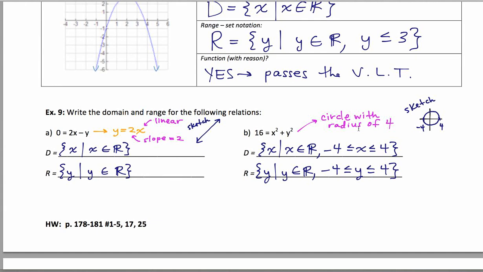So if this is a circle with radius of 4 with its center at the origin, then I can imagine that the x values would go from -4 to 4, and so will the y values go from -4 to 4. So I do a quick little sketch here just to help me rough it out. And so then we take note of that in our restrictions. So x is any real number where -4 is less than or equal to x less than or equal to 4, and for your range, -4 is less than or equal to y, which is less than or equal to 4.